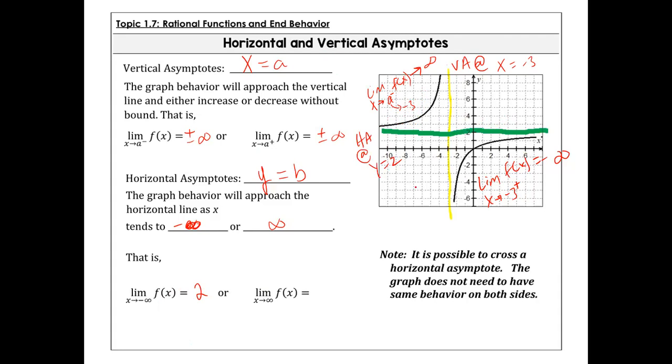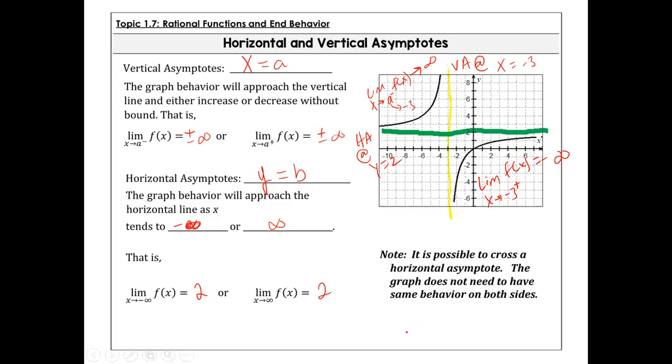On this side, it says as x goes to positive infinity, what is your function doing? So I'm heading towards positive infinity. And again, what is my goal on this side? I'm trying to get to 2.